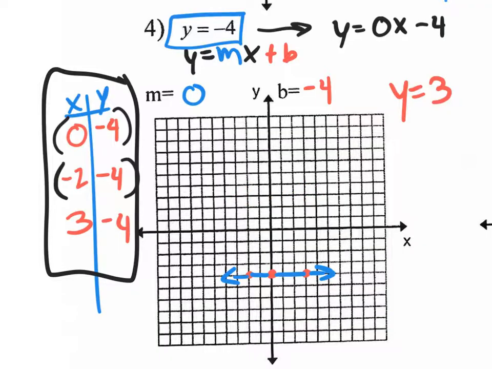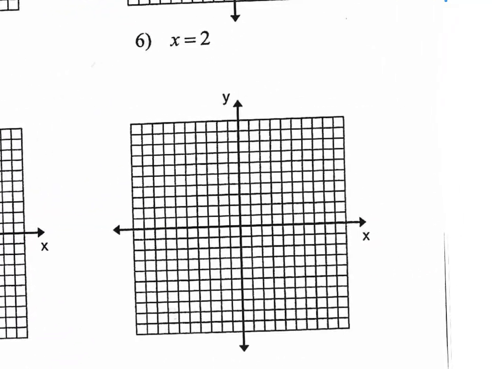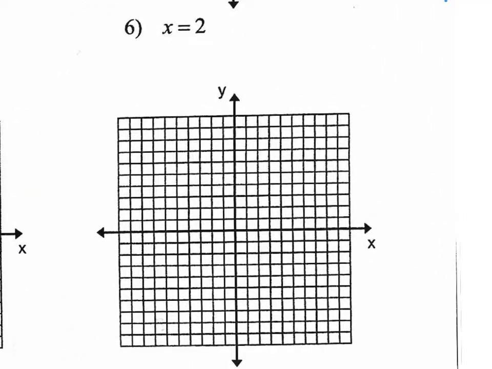Now, what if it were x equals a number? I think we have one on here. Yeah, number 6. Let's jump to number 6. Since we were comparing y equals a number, let's compare now to x equals a number. Now, if you try to think about this in terms of y equals mx plus b, you can't. Why not? Because there's not even a y. You can't get y by itself, right? So you can't think of it in terms of y equals mx plus b, okay?